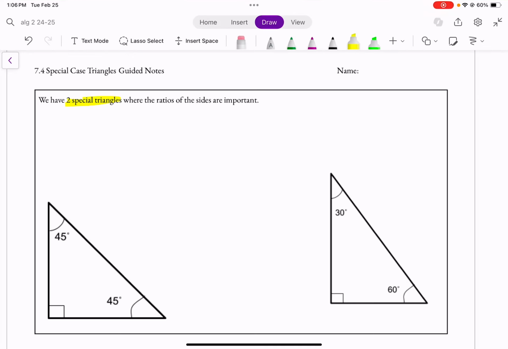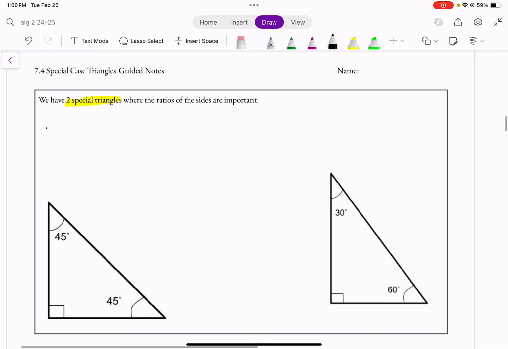Okay, so now you have learned how to find missing sides of right triangles using SOHCAHTOA, right? Here's the thing. Sometimes we have triangles that show up over and over again. Instead of solving for the sides, we can give fixed ratios to help you solve for them easier, okay? We have two types of triangles that constantly show up.